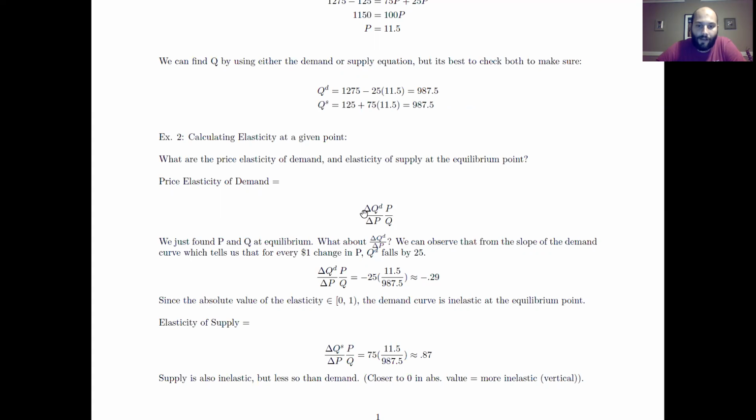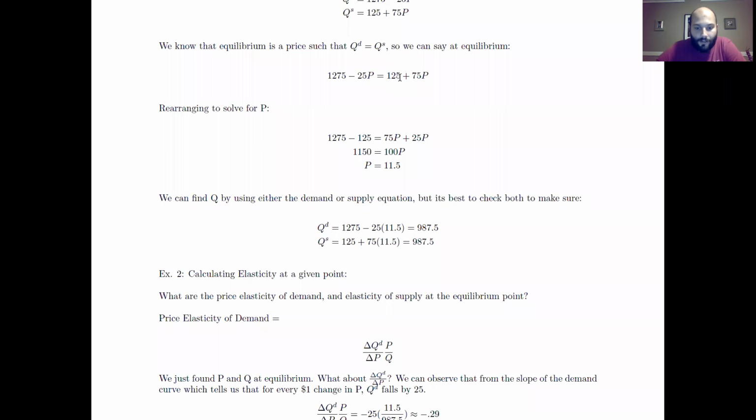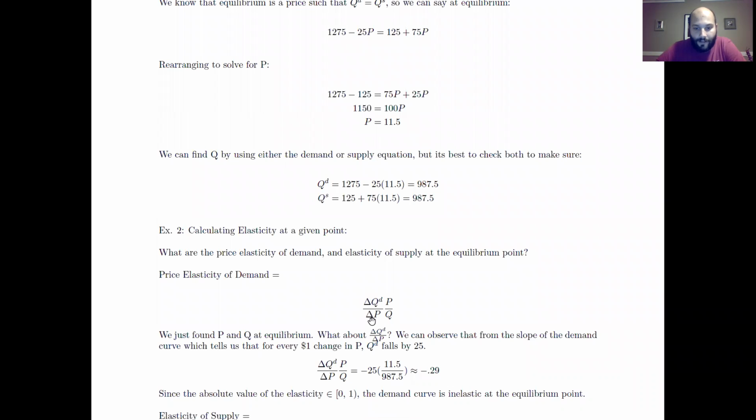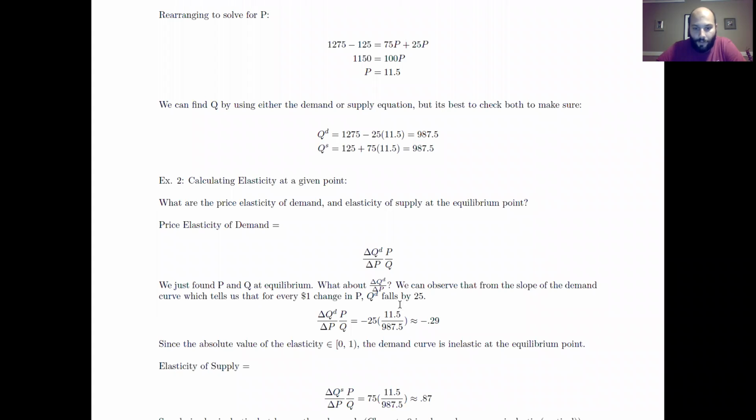Then we just need to find what our change in quantity is when we have a change in price. And since we're doing elasticity of demand, our demand equation will tell us that. So we come up here: how much does quantity change if we have a 1 unit change in price? This is telling us that for every 1 unit change in price, quantity demanded decreases by 25. So this change in quantity demanded when we have a change in price is negative 25. We have everything we need to plug in here.